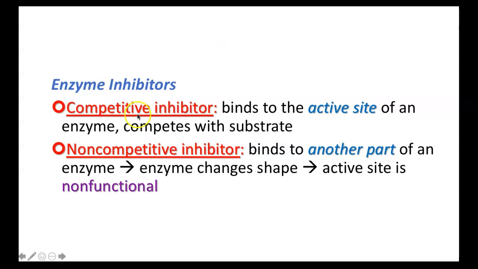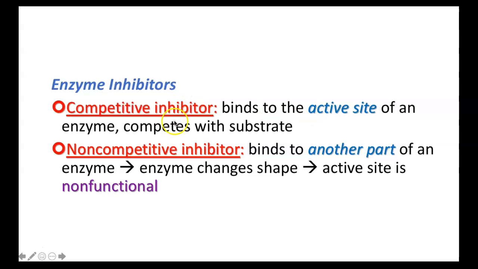A competitive inhibitor is going to bind to the active site of the enzyme and compete with the substrate. A non-competitive inhibitor is going to bind to another part of the enzyme, causing the enzyme to change shape, making the active site still exposed, but non-functional. And so pause if you need to write that down, because I'm going to give you an analogy.